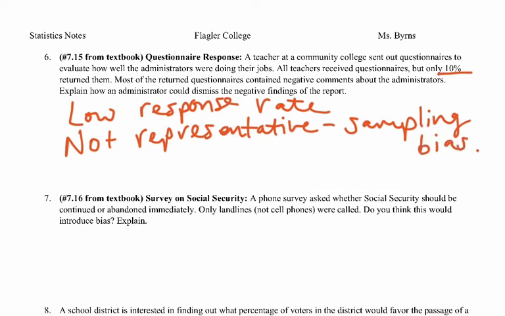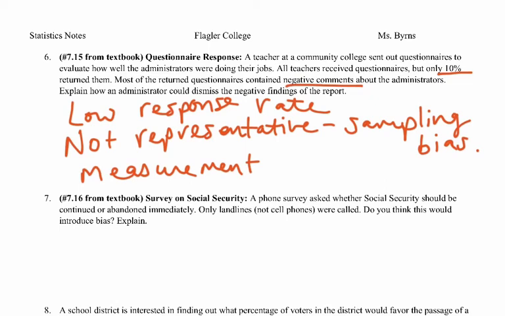You could also, I think, even say it's going to create a measurement bias. I think an argument could be made that it's measurement as well, because the people who responded were the people who were really passionate about this issue, and they all gave negative comments, or most of them gave negative comments. There's probably people who are happy with the administration, but they didn't bother to fill out the survey. And so that low response is really a problem.